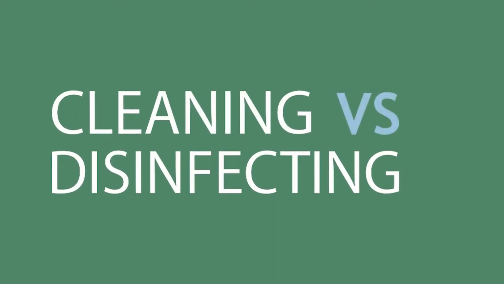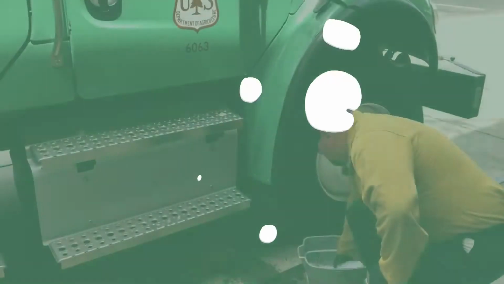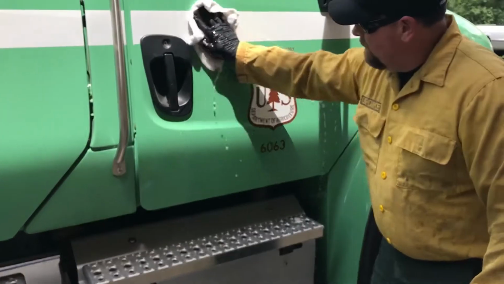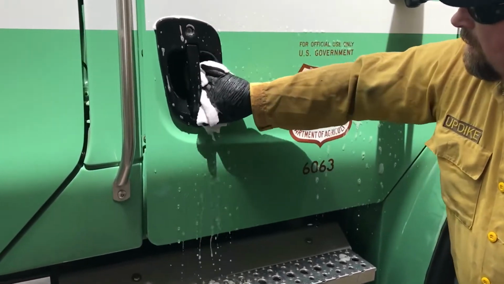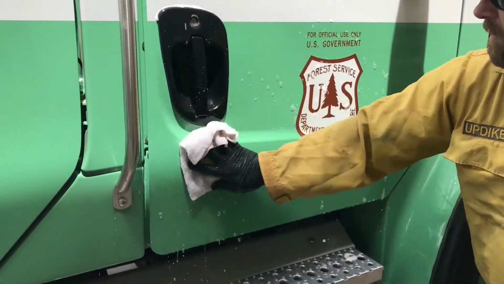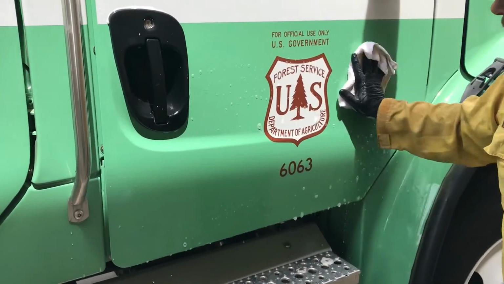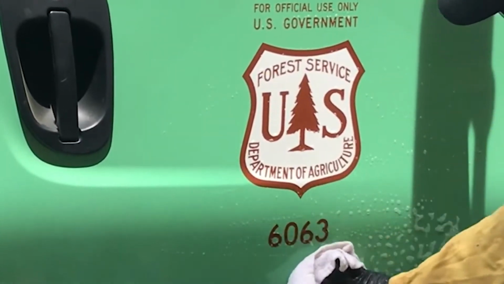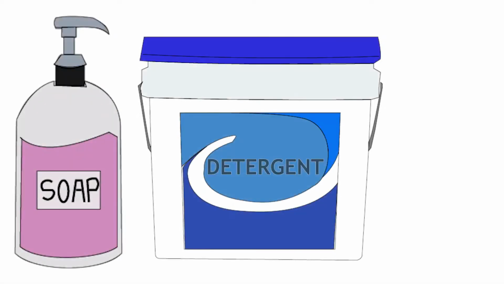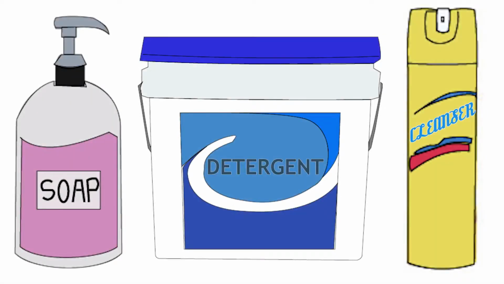It is important to understand the difference between cleaning and disinfecting your vehicle. Cleaning refers to the removal of germs, dirt, and impurities from surfaces. Cleaning does not kill germs, but by removing them, it lowers their numbers and the risk of spreading infection. Cleaning is typically performed using soap, detergents, cleansers, and clean water before using a disinfecting method.